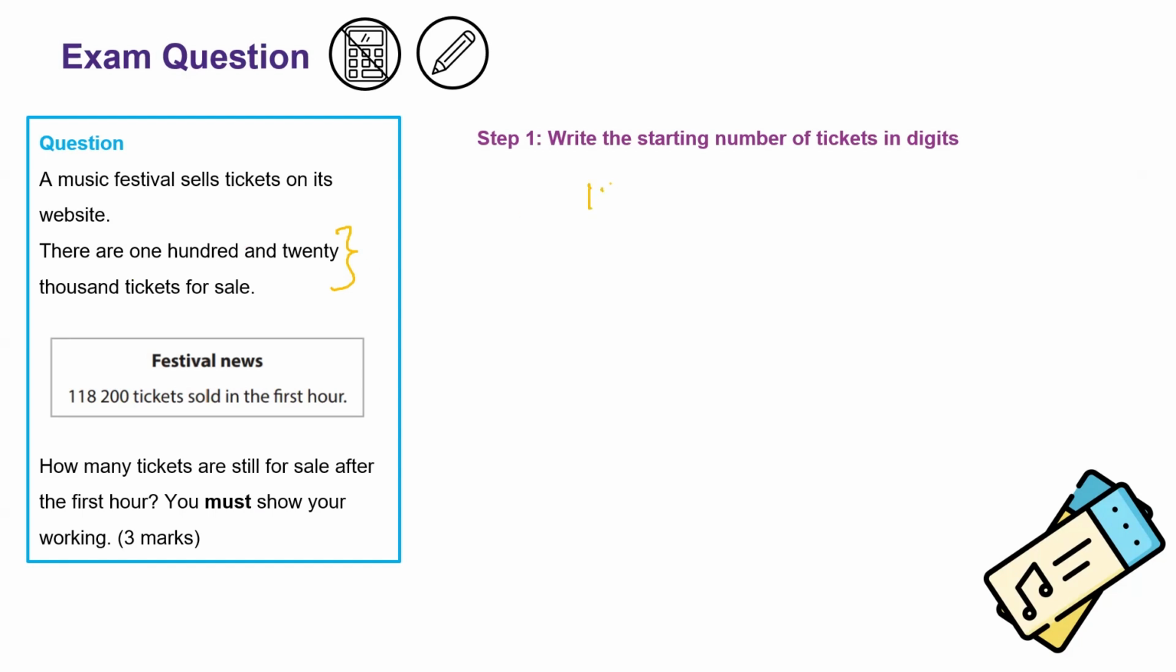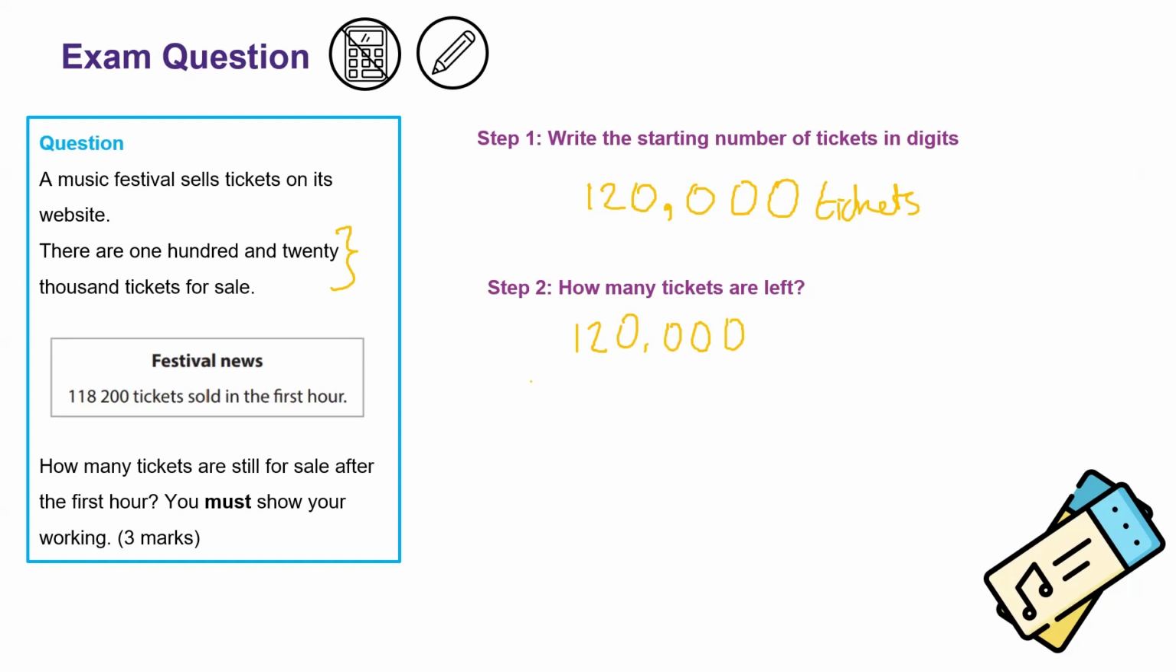So let's write out 120,000. So it's 120 and it's in my thousands group. So I'm going to put my comma there. And then there's nothing else left to the number. So I have to fill the last 3 spaces, that hundreds group, with zeros. Okay, so that's how many tickets there were to start. How many tickets are there left? So we take that starting value and then we have to remove the amount that was sold. So I'm going to minus them.